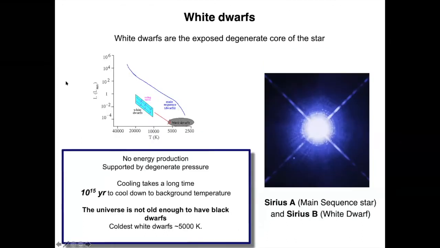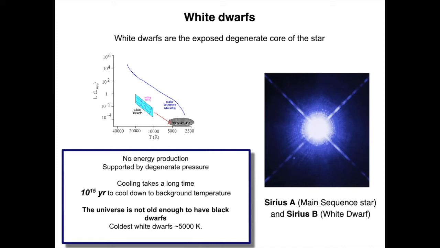So the white dwarf has no energy production. They're completely supported by the degenerate pressure. And this cooling time scale takes a long time. It takes about 10 to the 15 years. If you give the temperature of a white dwarf and you know the luminosity, you can easily calculate what the cooling time would be. It's E over E dot, the energy over the luminosity. It would take about 10 to the 15 years to cool down to the background temperature.